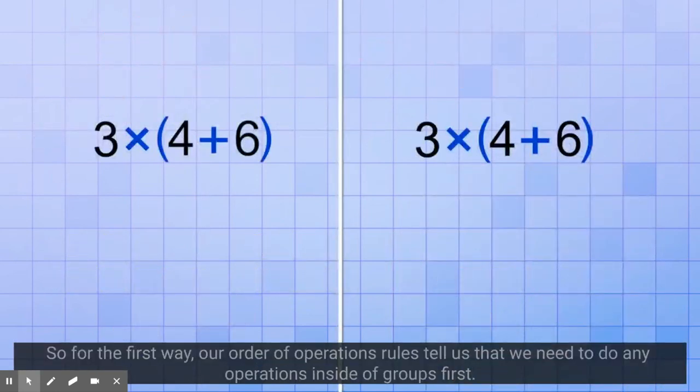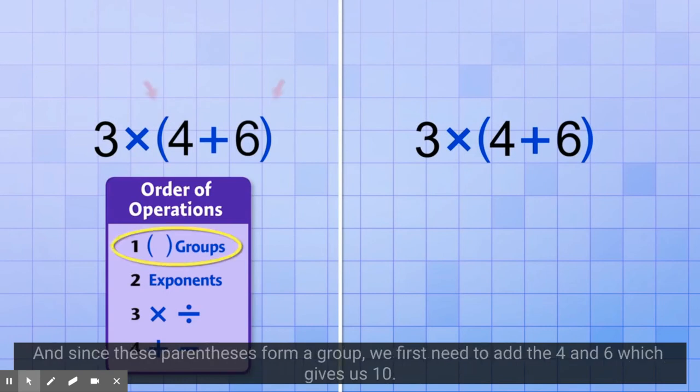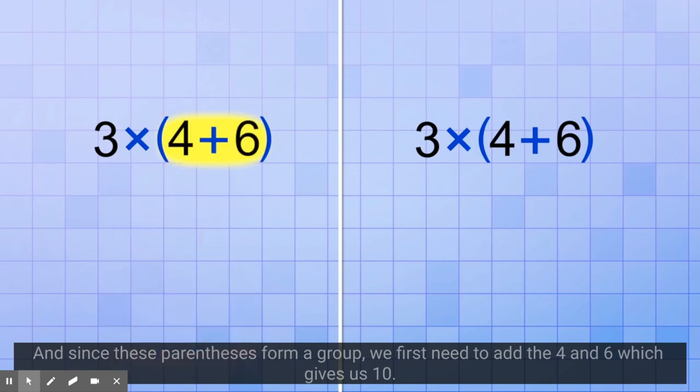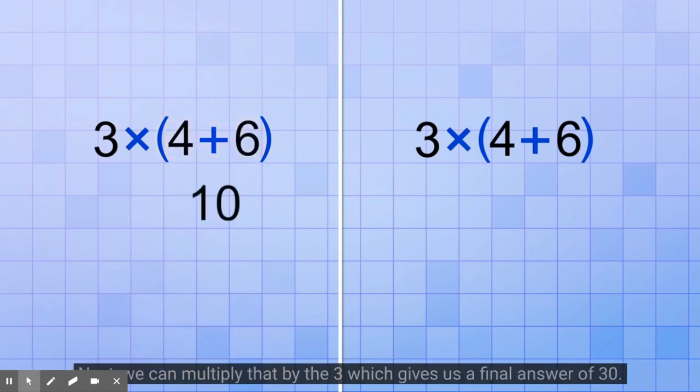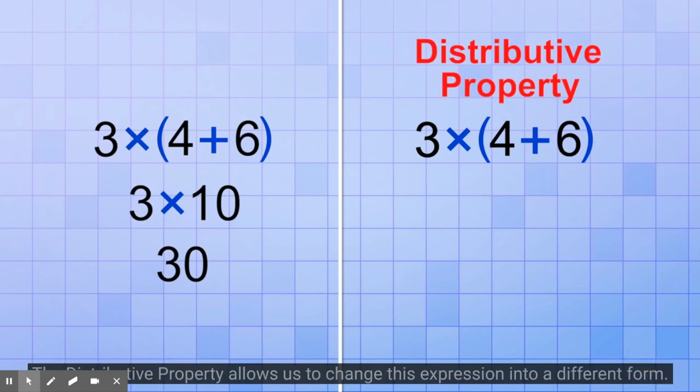So for the first way, our order of operations rules tell us that we need to do any operations inside of groups first. And since these parentheses form a group, we first need to add the 4 and 6, which gives us 10. Next, we can multiply that by 3, which gives us a final answer of 30. Now, let's use the distributive property. The distributive property allows us to change this expression into a different form.